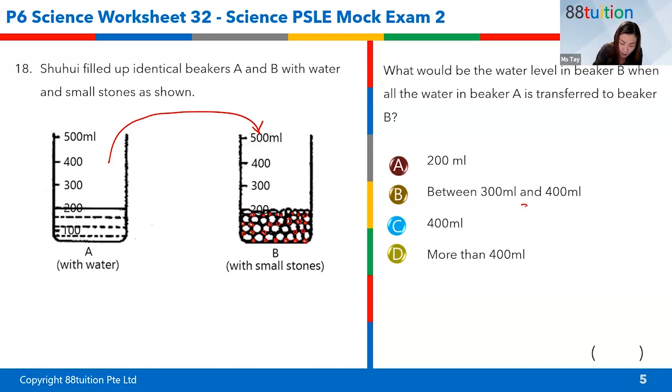So it won't actually be a lot. I would suspect it's probably based on the space available. Maybe it's 370. My best guess should be around there. It cannot be at 300 also, because the spaces between the stones are not really that much. All right, let's go on.